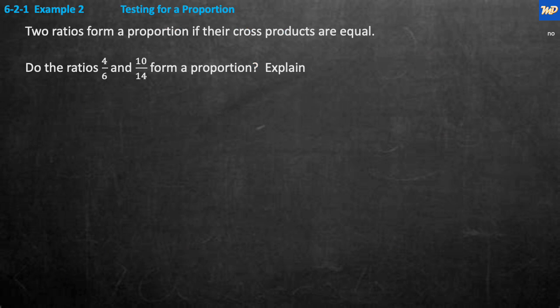Example 2, testing for a proportion. 2 ratios form a proportion if the cross products are equal. And so do the ratios 4 over 6 and 10 over 14 form a proportion? That's the question they're asking. How do we determine this? They want us to explain how. Well, the line above says 2 ratios form a proportion if the cross products are equal. So all we need to do is find out if the cross products are equal.